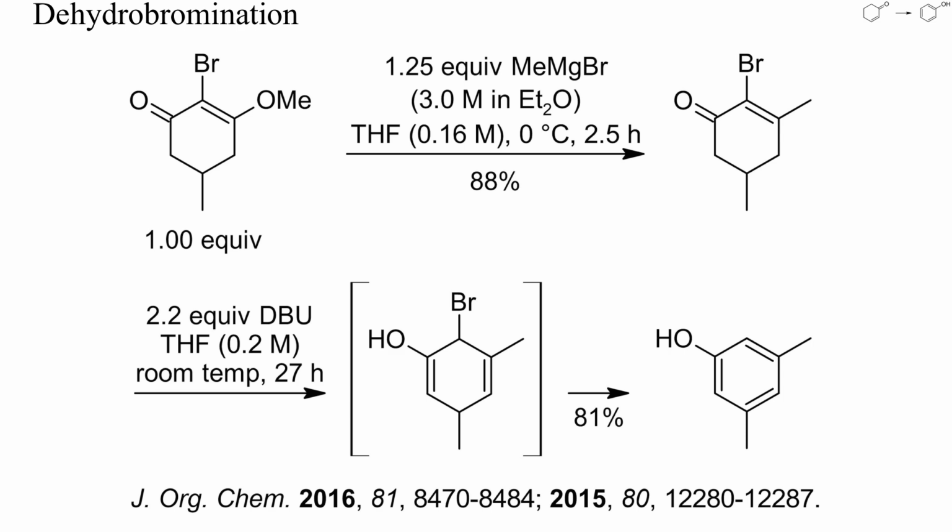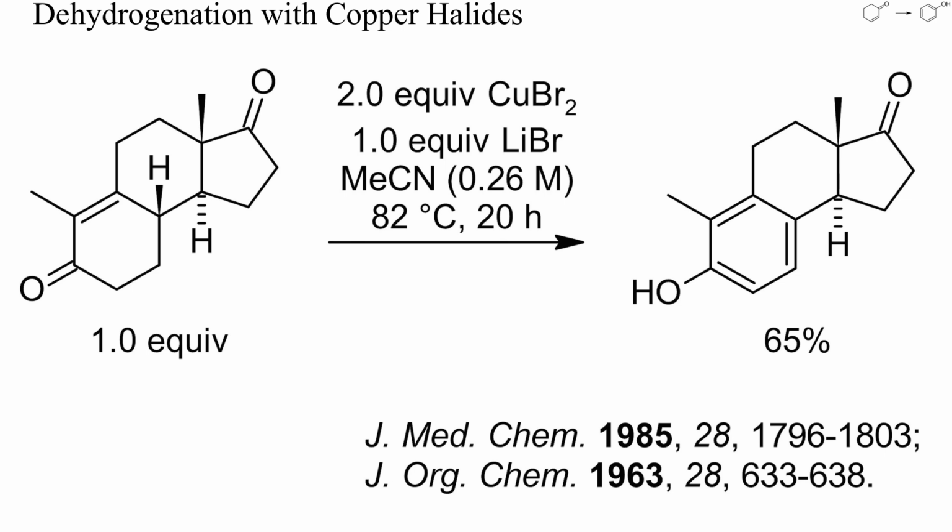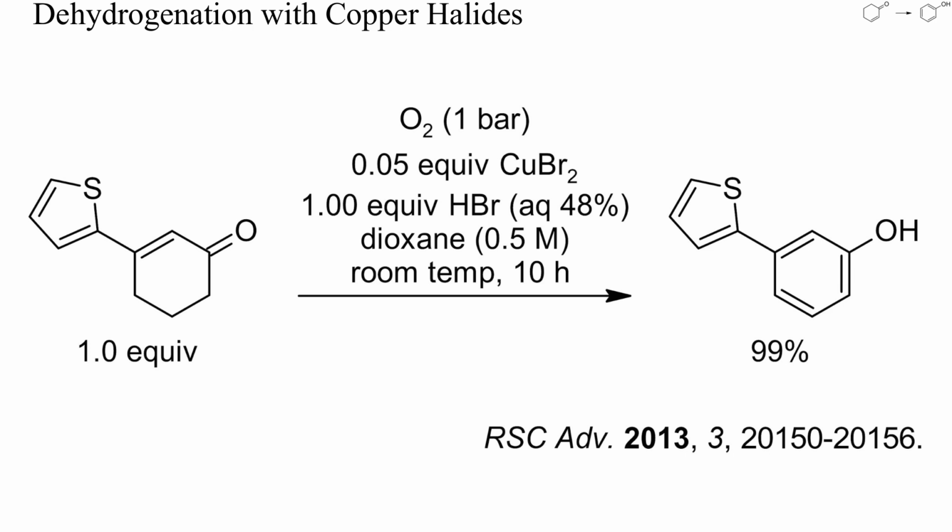In this example, a brominated cyclohexenone was treated with an excess of DBU, and a complete dehydrobromination occurred by intermediate tautomerization to a non-conjugated allyl bromide. Bromination and dehydrobromination can also be realized in one step. Here, a cyclohexenone was brominated with copper bromide and then aromatized to a phenol by refluxing with lithium bromide in acetonitrile. Interestingly, dehydrobrominations can also occur under acidic conditions.